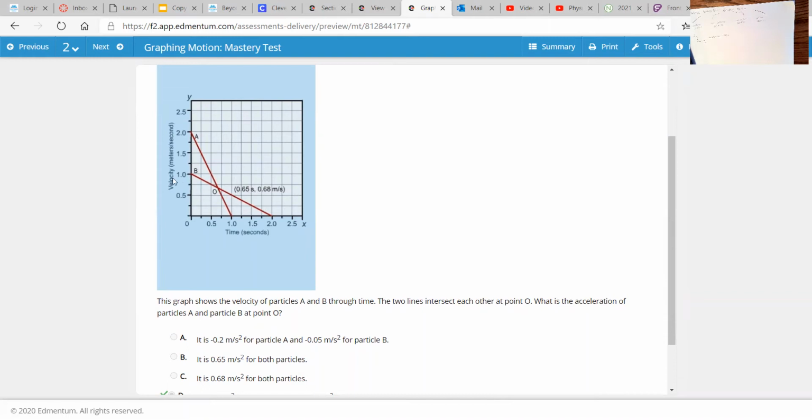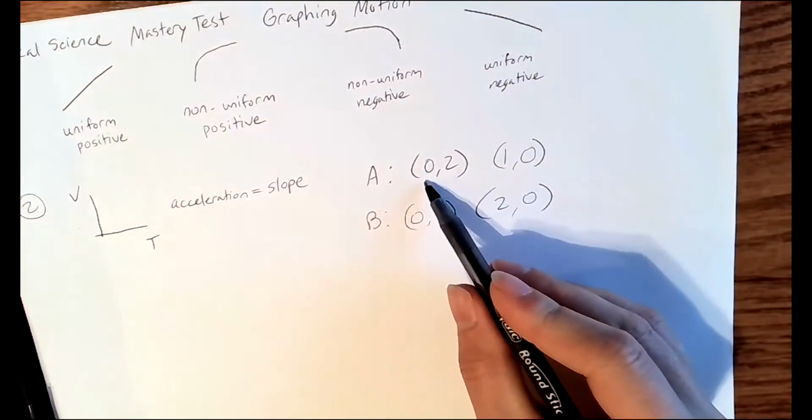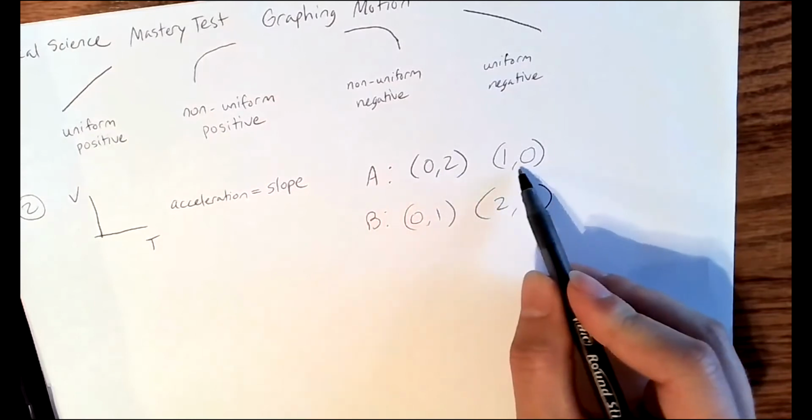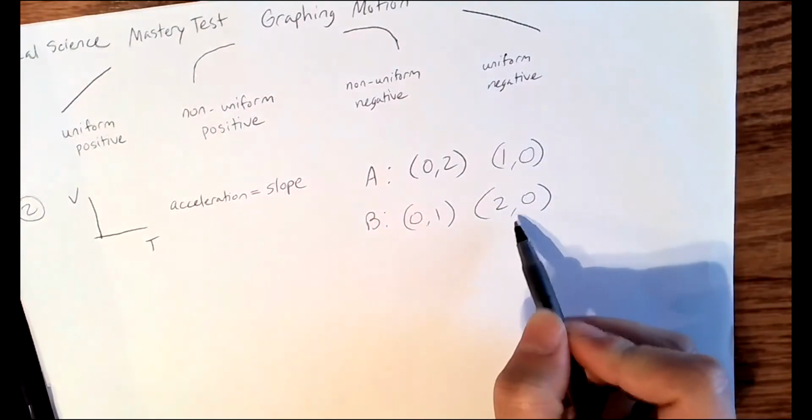So let's take A for instance. Let's take this point up here. The point is at 0, 2, and then this point is at 1, 0. And then for B, we have 0, 1, and then 2, 0. And then I'll stop sharing so you can look at that better. Bam. So this is the first point we looked at for A, and this is the second point. First point for B, second point for B.